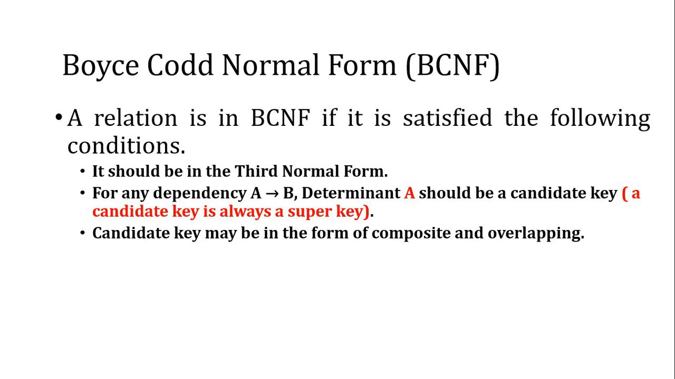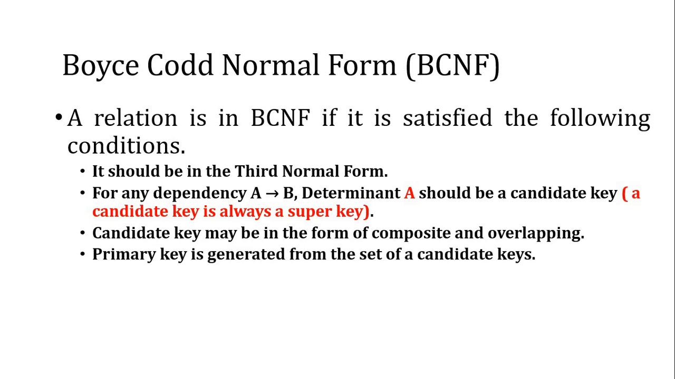A candidate key may be composite and overlapping. Composite means more than one attribute can form a key, and overlapping means an attribute may appear in different candidate keys. The primary key is generated from the set of candidate keys. That is the regular rule.